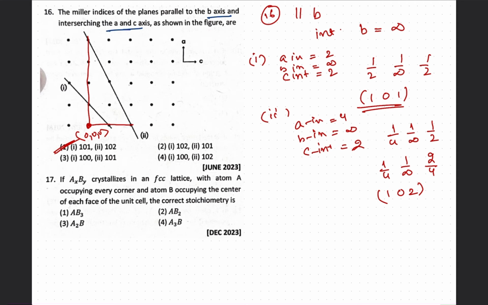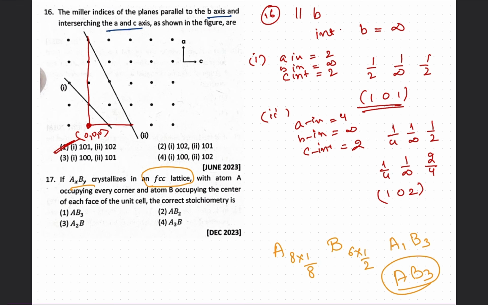Then is the 17th question. AxBy crystallizes in FCC lattice. Now A occupying every corner, 8 corners, 1 corner's contribution 1 by 8. B occupying the center of each face of the unit cell, 6 faces, half contribution. Correct stoichiometry is A1 B3, AB3. This was a very simple question. So the 17th is 1, right?